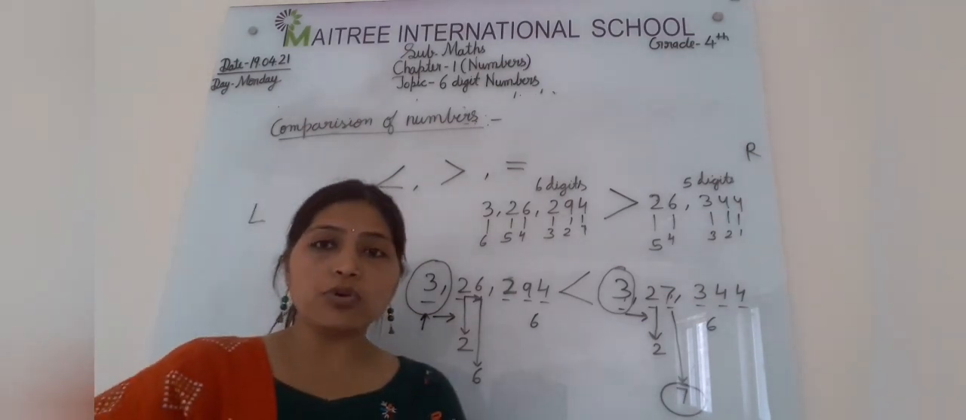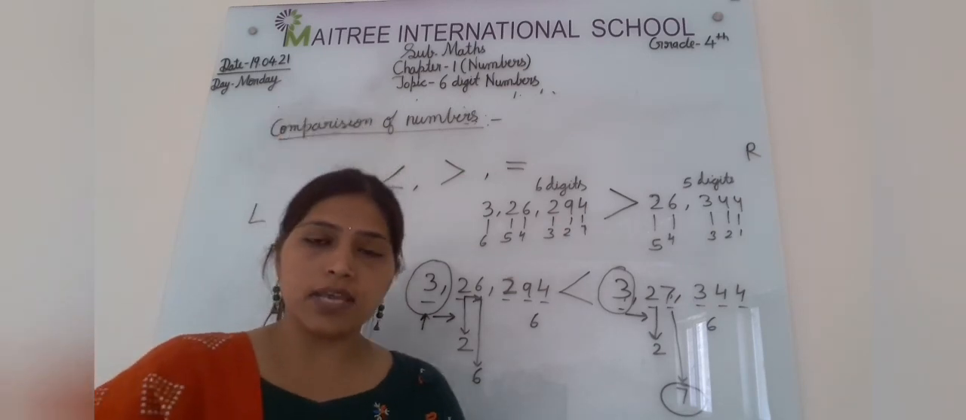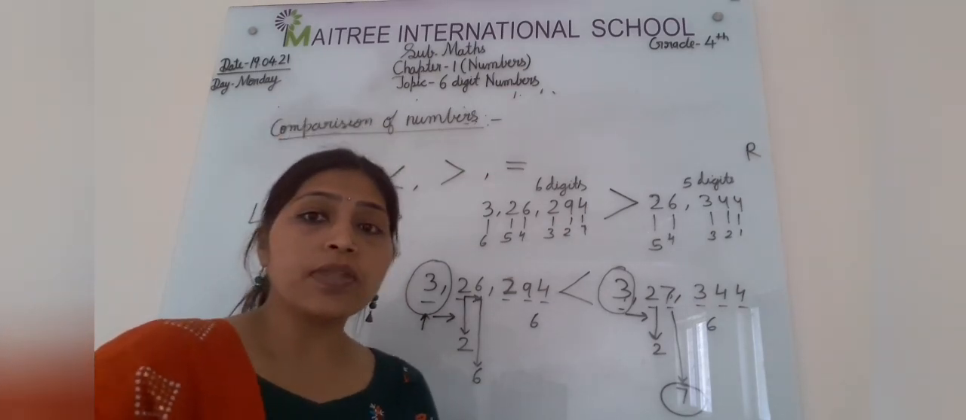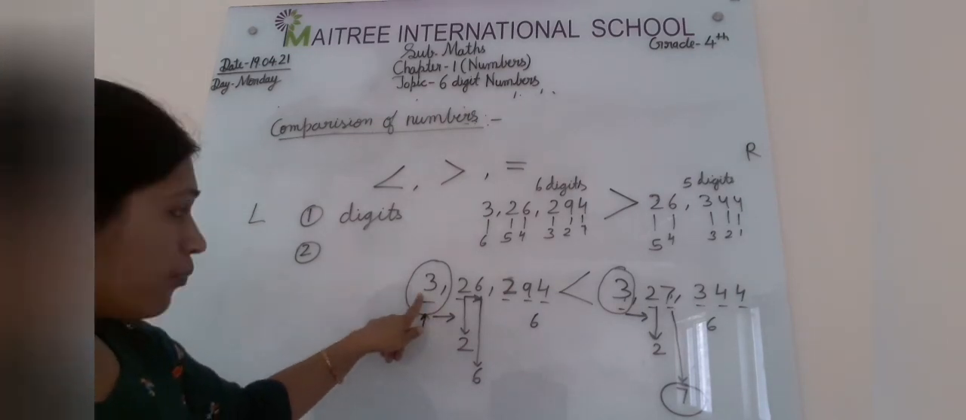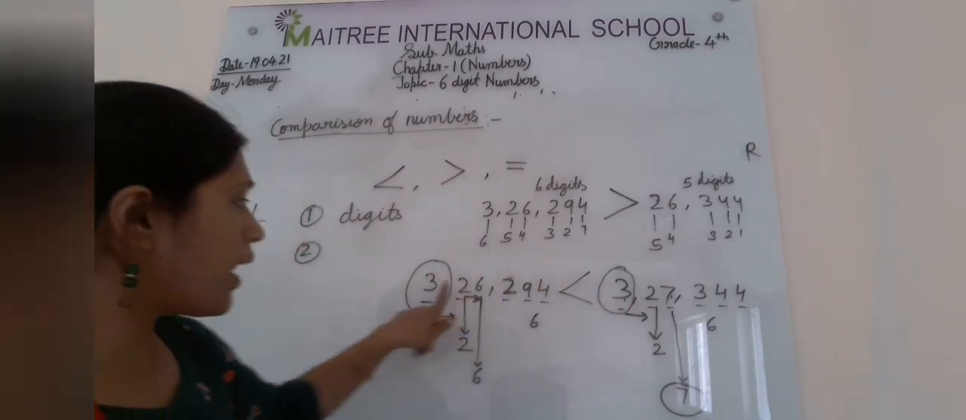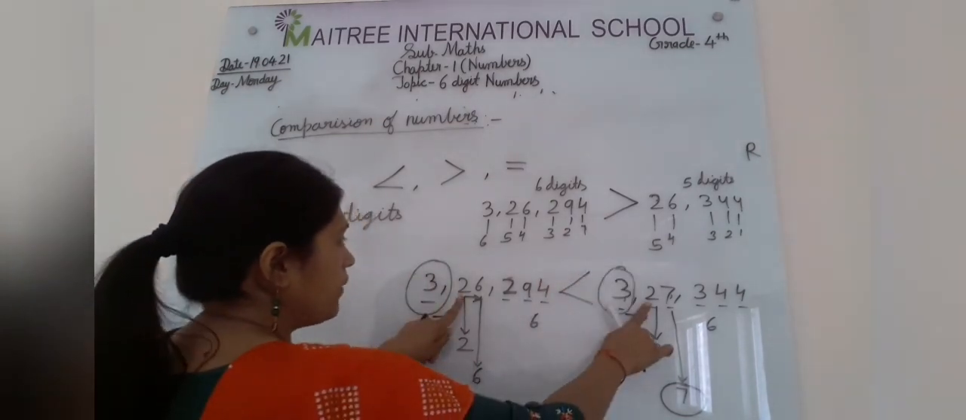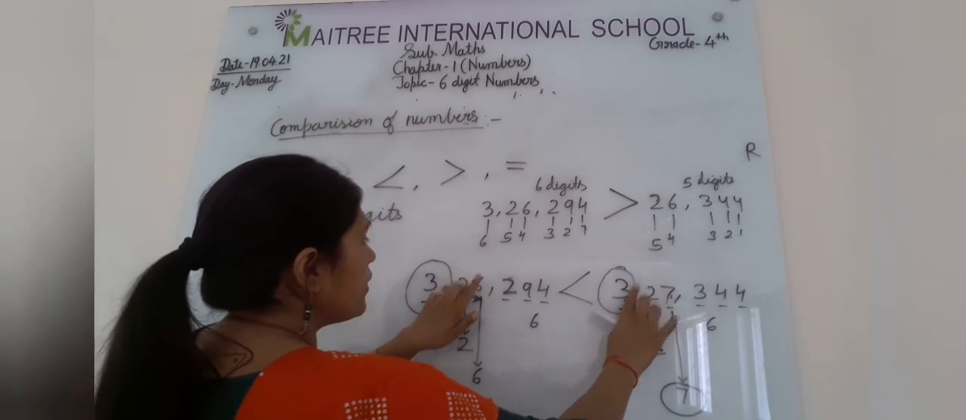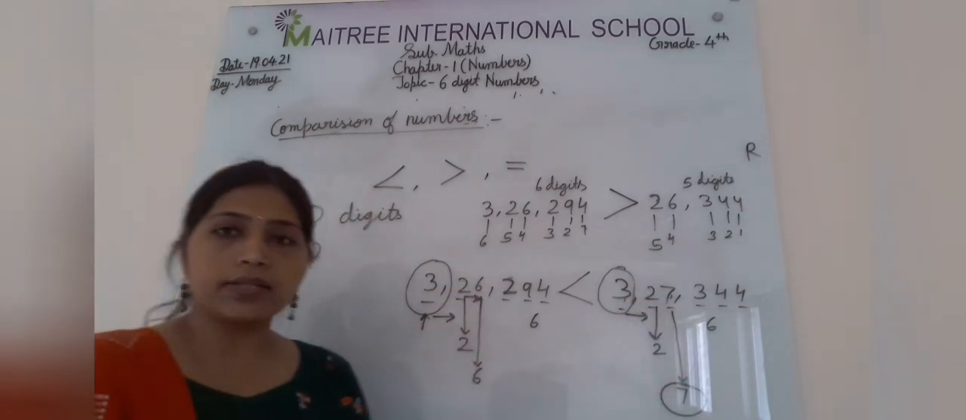In this way we can compare the numbers. So what is the rule to compare the numbers? First we need to check the digits. If the digits are the same, then we have to move to the leftmost number. Leftmost means the last number here. This number, if these numbers are the same, then leave this number and move to the next number. If the next number is also the same, then move to the next number. Clear? In this way we can compare the numbers.